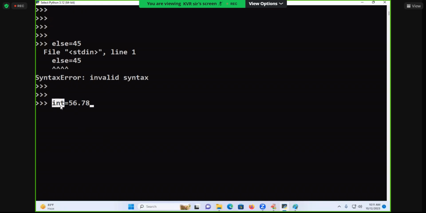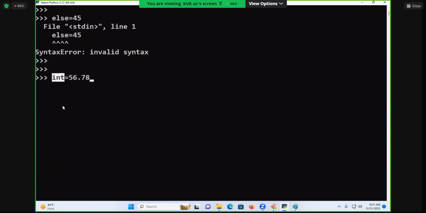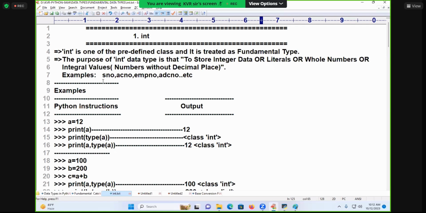Is it allowed? Others, allowed or not? Not allowed. Right? Everybody is wrong. You are also wrong. Sit down. Because you are thinking int is a keyword. But I said int is called what? One of the predefined classes. Int is a keyword in where? C, C++, Java, etc. In Python, what is int?